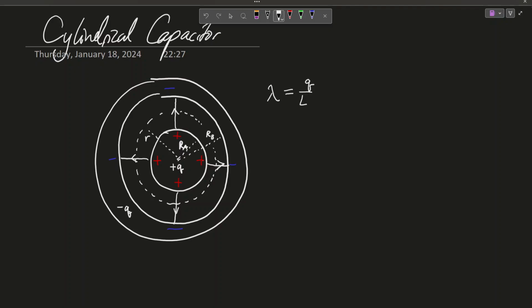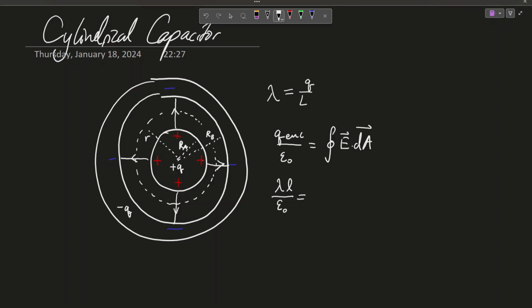So now we write our Gauss's law, Q enclosed over epsilon naught is equal to the integral of E dot dA. Let's start with the left side of Gauss's law. What is Q enclosed? Here it's just lambda times little l, where little l is, again, the length of our cylindrical Gaussian surface. And then the right side would be the electric flux through our cylindrical surface.